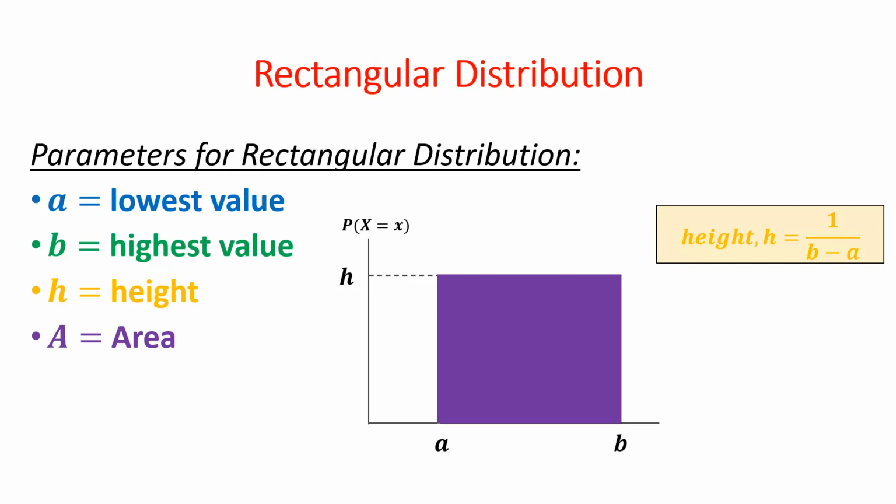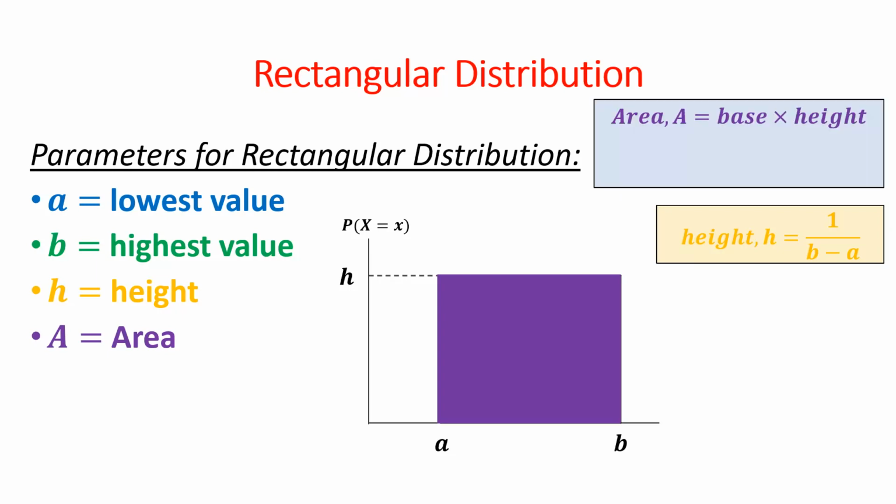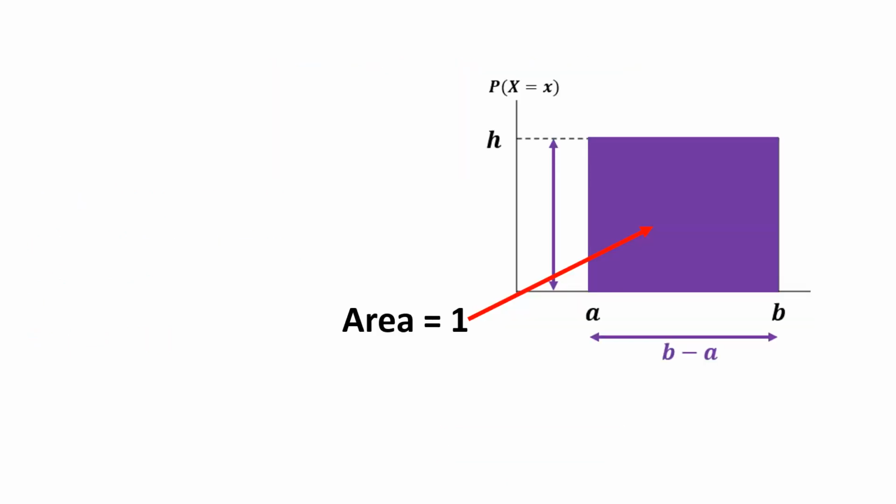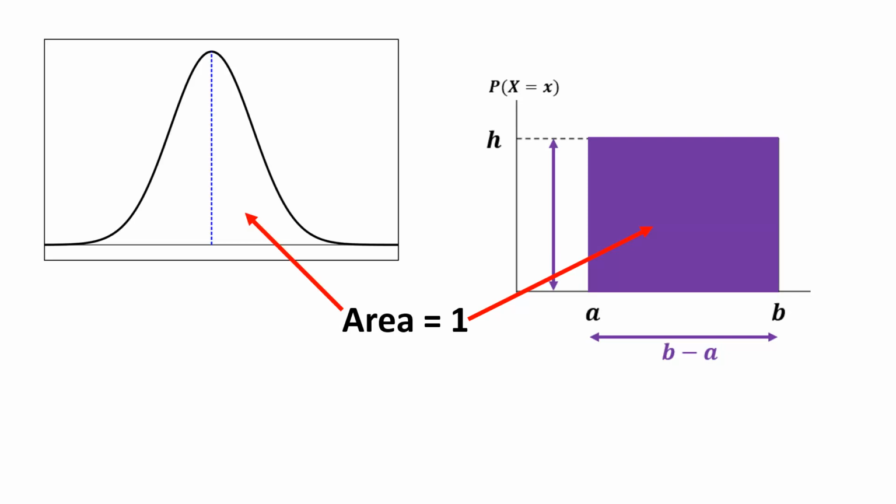And we have the area inside the rectangle. Again, we know the area of a rectangle is base times height. So the base is going to be B take away A, and we're going to multiply that by the height. But you need to know that the area inside the rectangle is always going to be 1. It represents 100%.